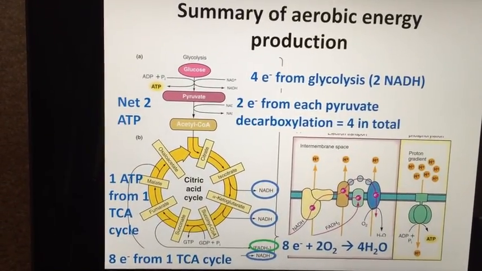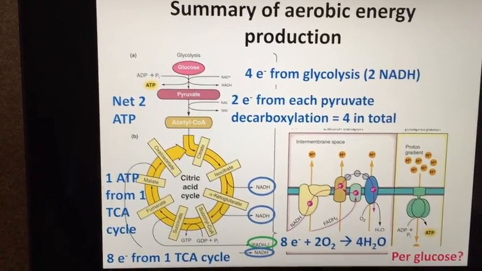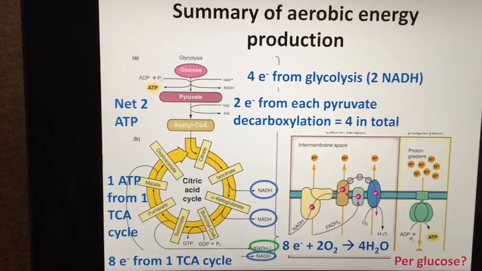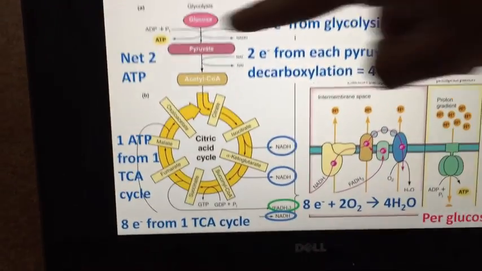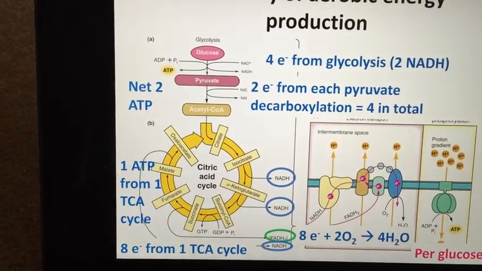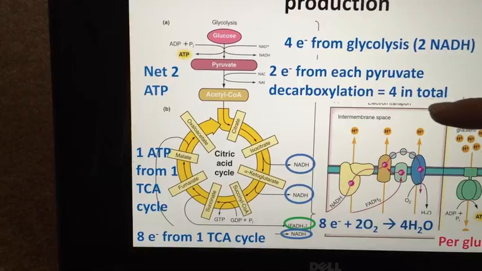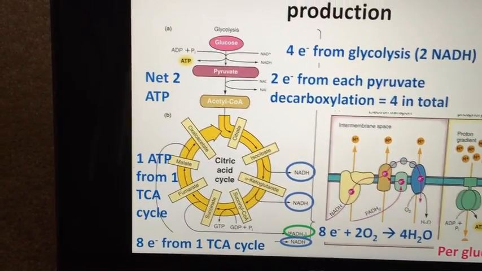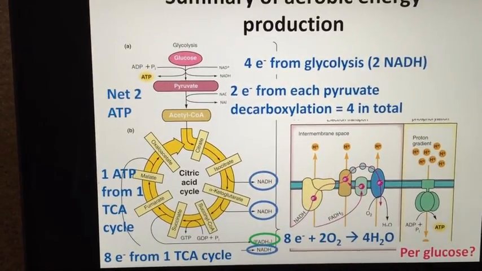Now, those electrons are then going to go through the electron transport chain to produce more ATP. So in total then per glucose, we've got how many ATPs? We've got 2 plus 2, which is 4 ATPs in total. And how many electrons are produced per glucose? 4 plus 4 is 8, plus 8 times 2 is 16, which is 24.